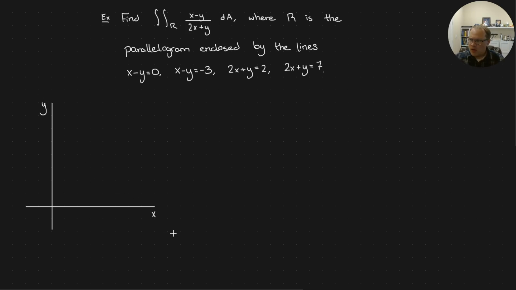Okay? And so we have x minus y equals 0. That's y equals x. x minus y equals -3. That's the line y equals x plus 3. So same slope of 1, y-intercept of 3.